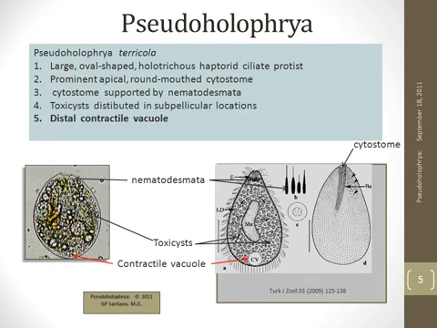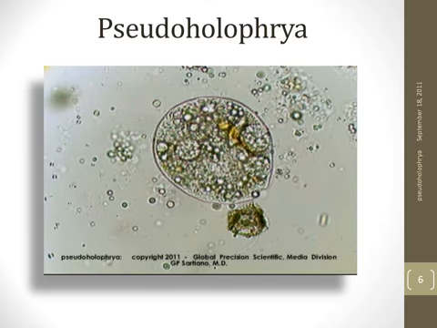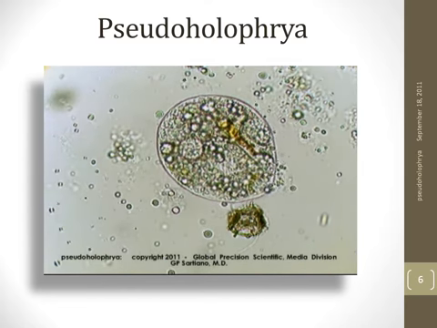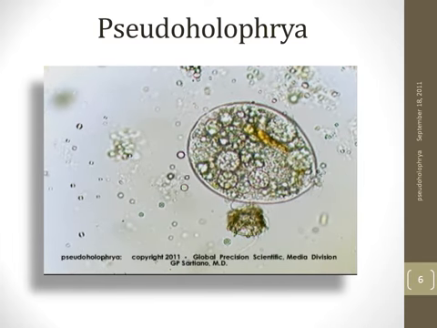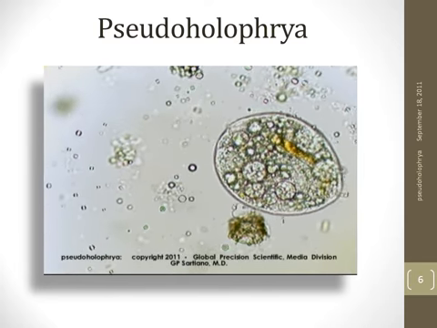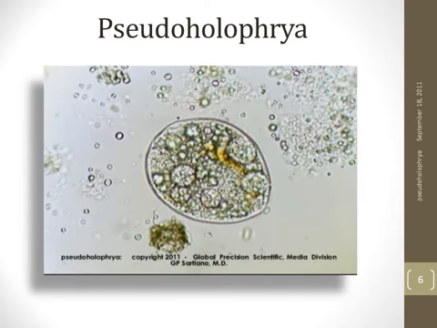The contractile vacuole, or water-expelling vacuole, of Pseudoholophrya is located at its posterior end in the midline. Later in this presentation, a video of the function of the contractile vacuole of Pseudoholophrya will be shown. Note that Pseudoholophrya lumbers along, powered by numerous fine, short cilia. The perioral cilia are continuously active in the acquisition of ingestible particles.